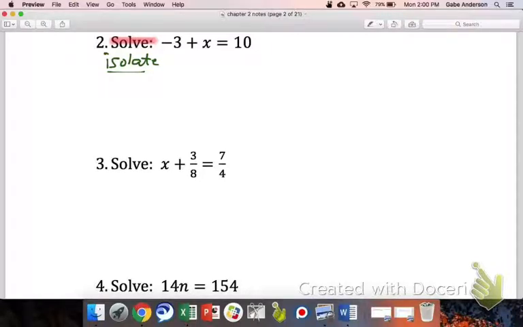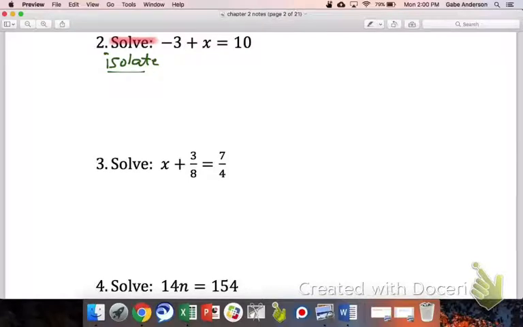Yes. Okay, so take a look at number 2. Look at the x right now. Is the x on the left side by itself over there? No. What's with the x? -3. So here's where we're going to think about how we isolate the x. How do you get rid of the -3? You have to plus a 3.